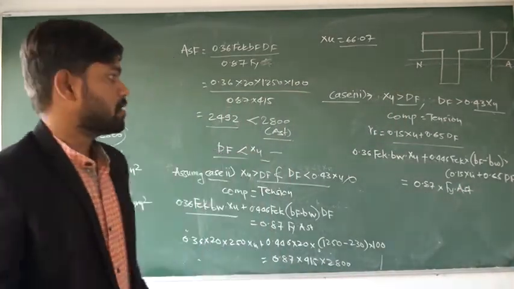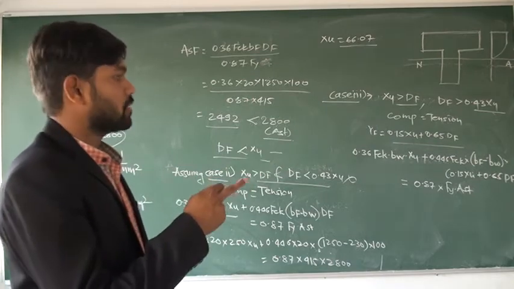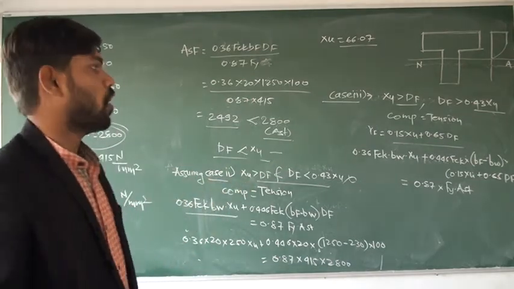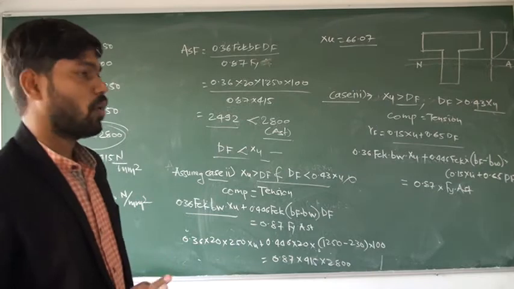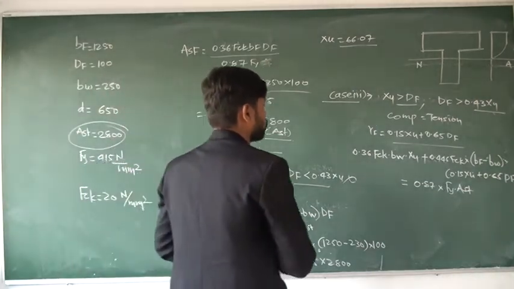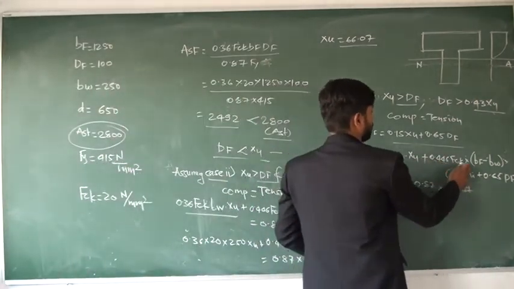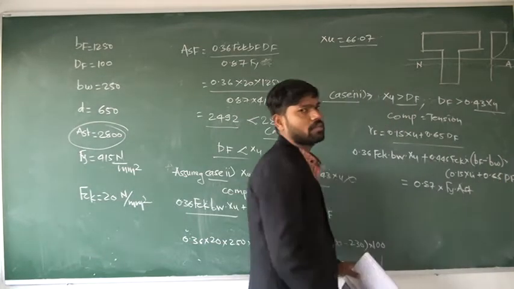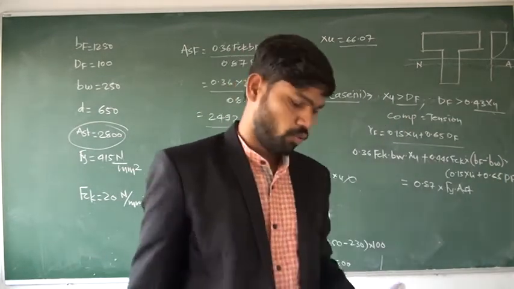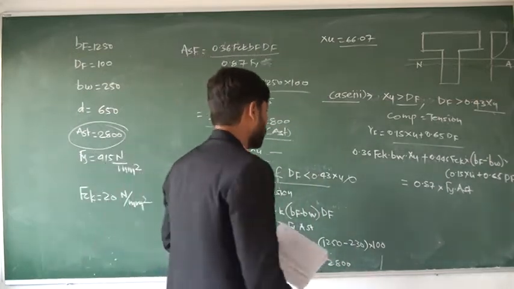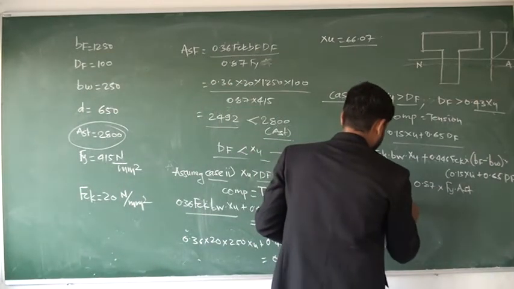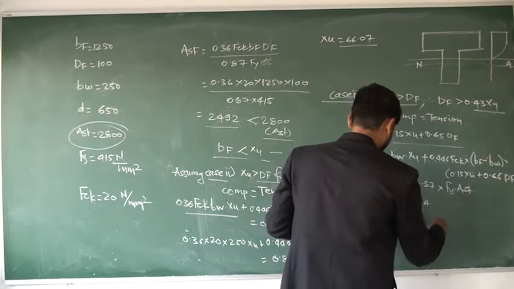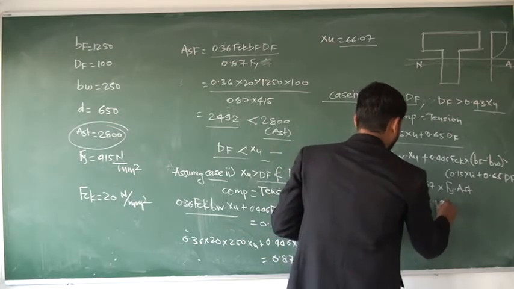Okay. Now in this entire term, the only unknown value is xu. All other values are known to us. Now fck is known, bw is known, bf minus bw, Df, fy, Ast, everything is known to us. Only xu is unknown. Now if you calculate the xu value from this, I have calculated xu as 104.19.